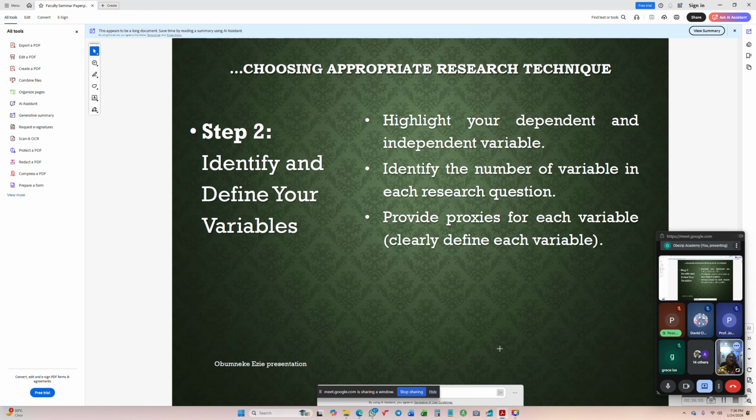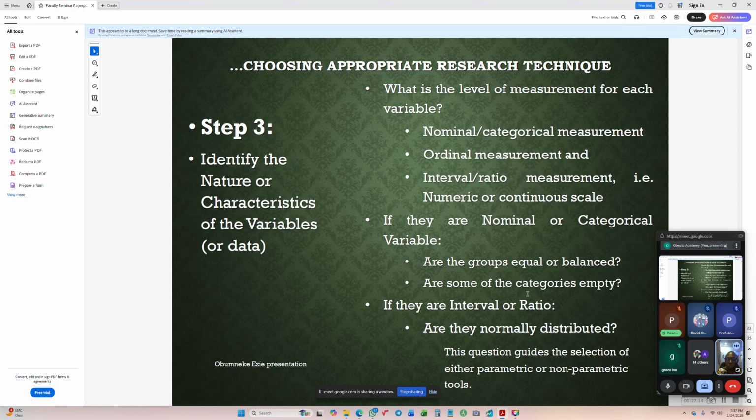Okay, so the second step is to identify and define the nature of your variables. In this case, what is your dependent variable? What is your independent variable, or what are the independent variables and what is your dependent variable? Identify the number of variables in each research question, and what are the proxies that you want to use to address each research question. Then the third item on the list here is, what is the level of measurement for each variable? All right. Remember, I have 3 basic kinds of measurement for variables.